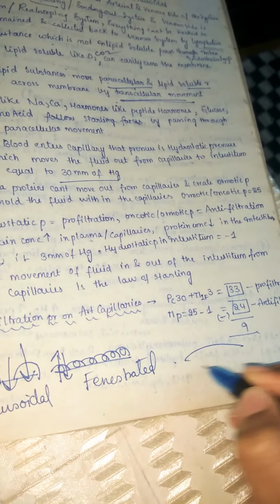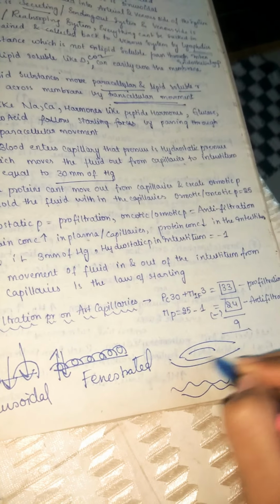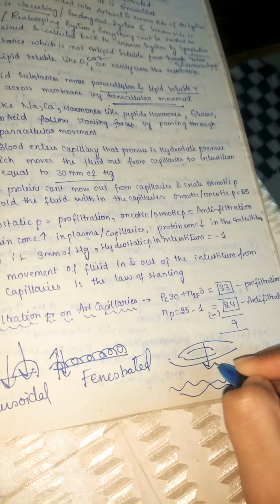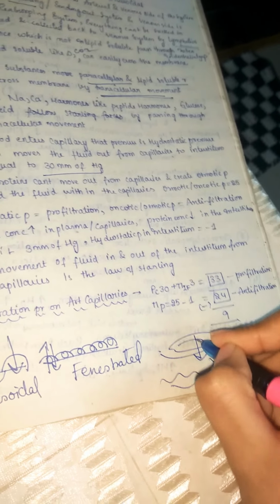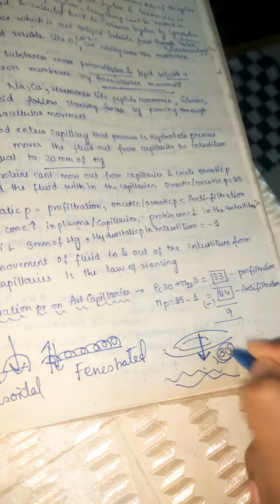So for example, this is the capillary, this is the interstitial fluid. Hydrostatic pressure always forces the liquid to come out of the capillary. So this is the capillary, this is outside, it always forces fluid to come out, and that pressure is 30 millimeters of mercury.